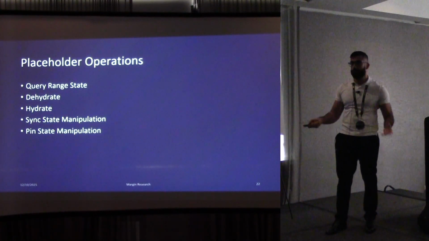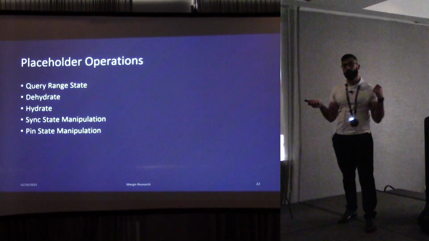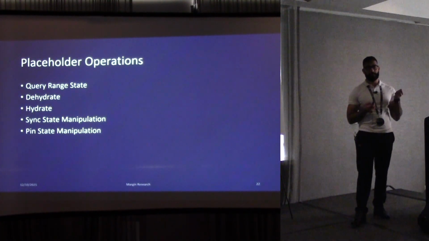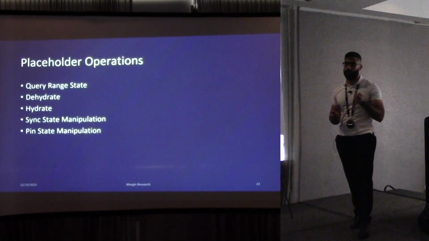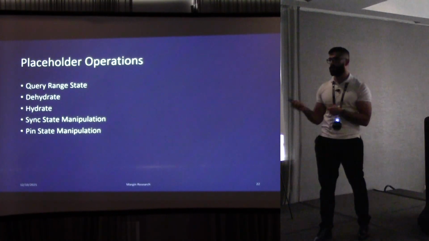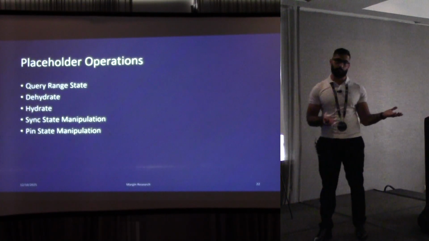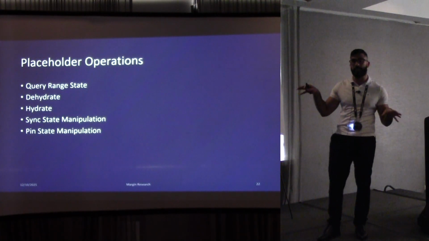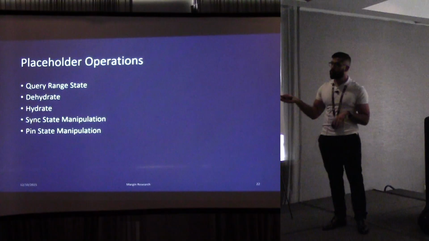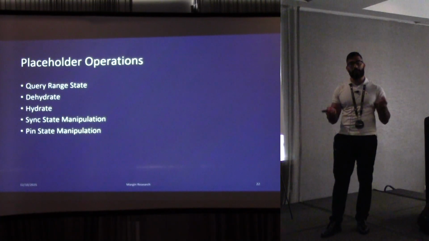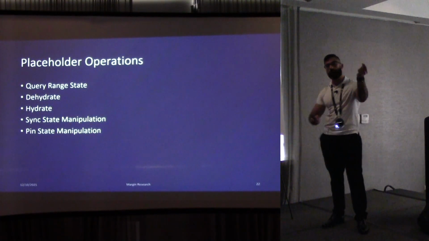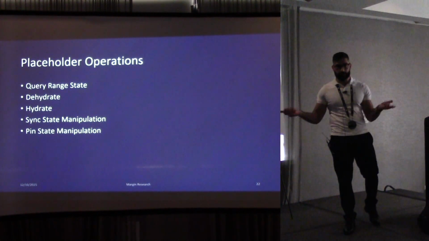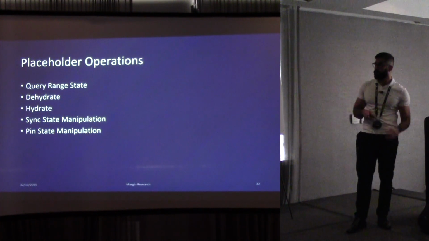Placeholders, you can query range states. So with placeholder files, you don't have to hydrate the entire file. You can decide to just hydrate offset hex 1000 to offset hex 2000, and the rest of the file can remain in a dehydrated state. So that's what your range state is. It's asking, hey, from this offset to this offset, is this hydrated? Your dehydrate and your hydrate, they're kind of self-explanatory.